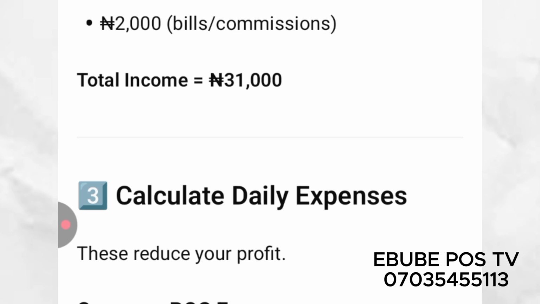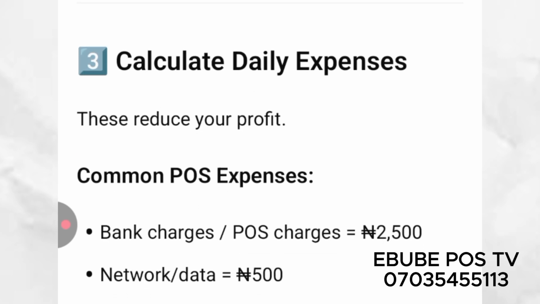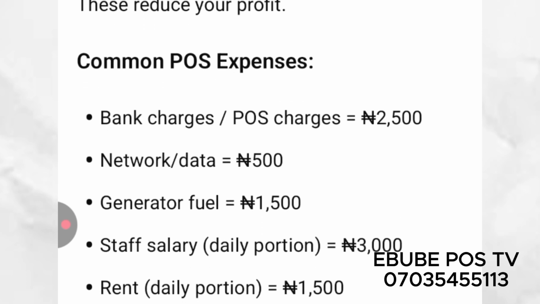Your income for that day. Now calculate the expenses. Soon we have an income of that 1,000. What was the expenses done? Now calculate expenses. This reduces your profit. When you're able to remove the expenses, you now see that your profit will be reduced.